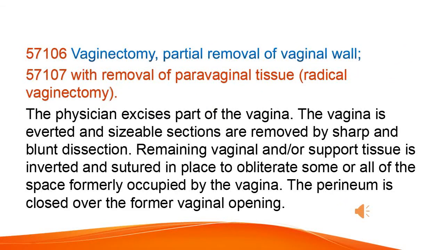Vaginectomy, partial removal of vaginal wall. With removal of paravaginal tissue, radical vaginectomy. The physician excises part of the vagina. The vagina is everted and sizable sections are removed by sharp and blunt dissection.